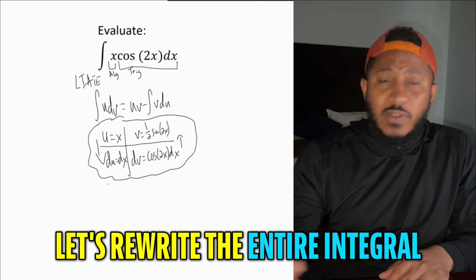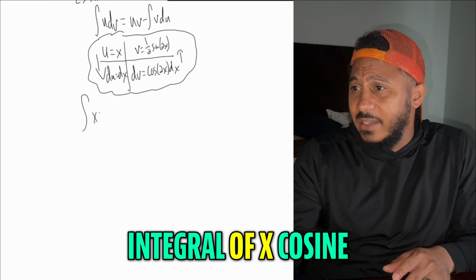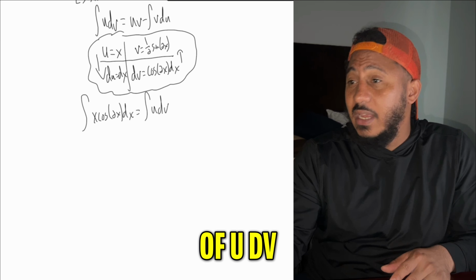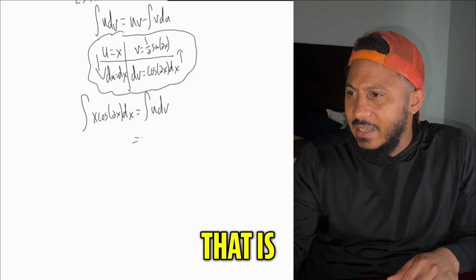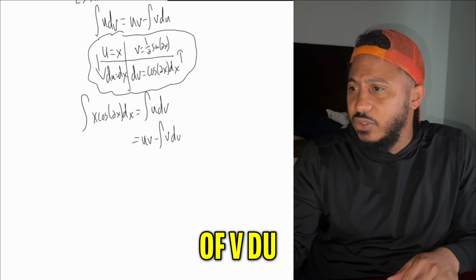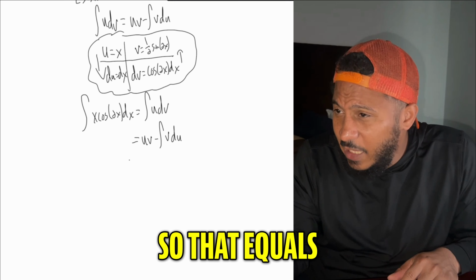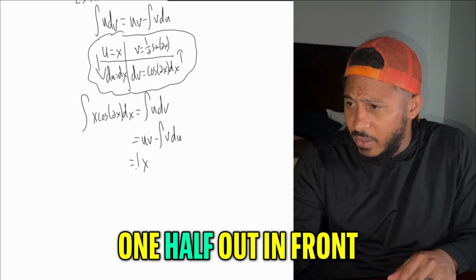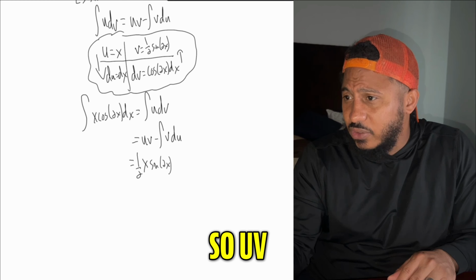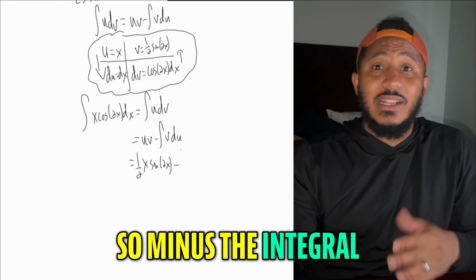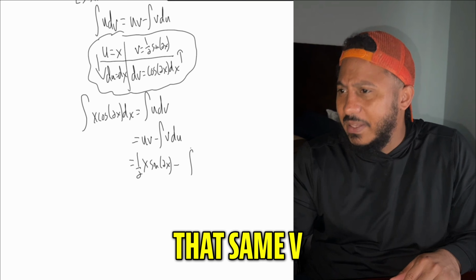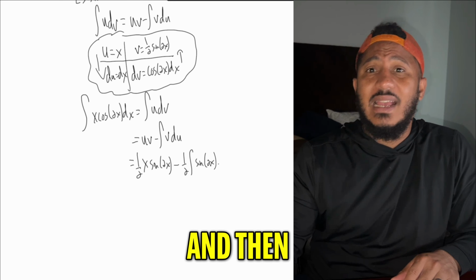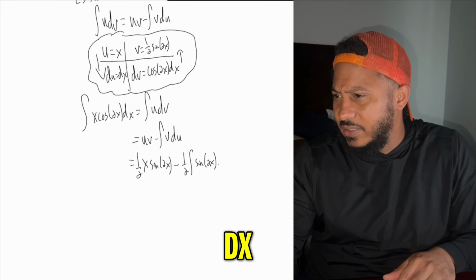So let's rewrite the entire integral. We know the integral of x cosine of 2x dx we can now write as the integral of u dv, and by our by parts formula, that is uv minus the integral of v du, ultraviolet voodoo. So that equals u, which is x, v, which is 1/2 sine of 2x. So I'll put a 1/2 out in front, 1/2 sine of 2x, so uv, minus the integral of that same v, so there's a 1/2 sine of 2x. So I put a 1/2 out in front, 1/2 sine of 2x, and then du, in other words, dx.